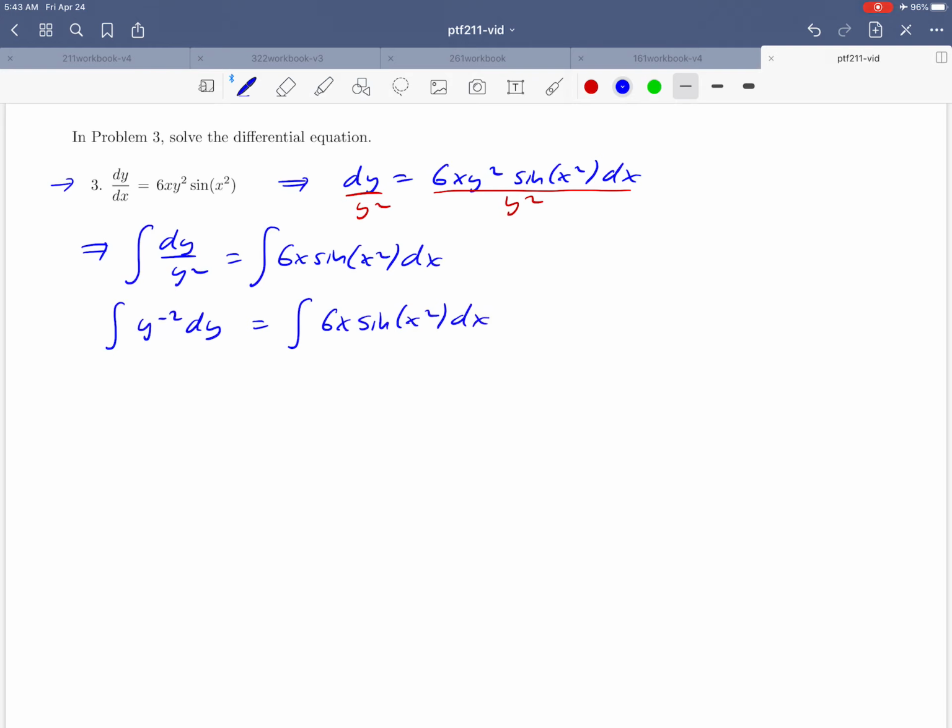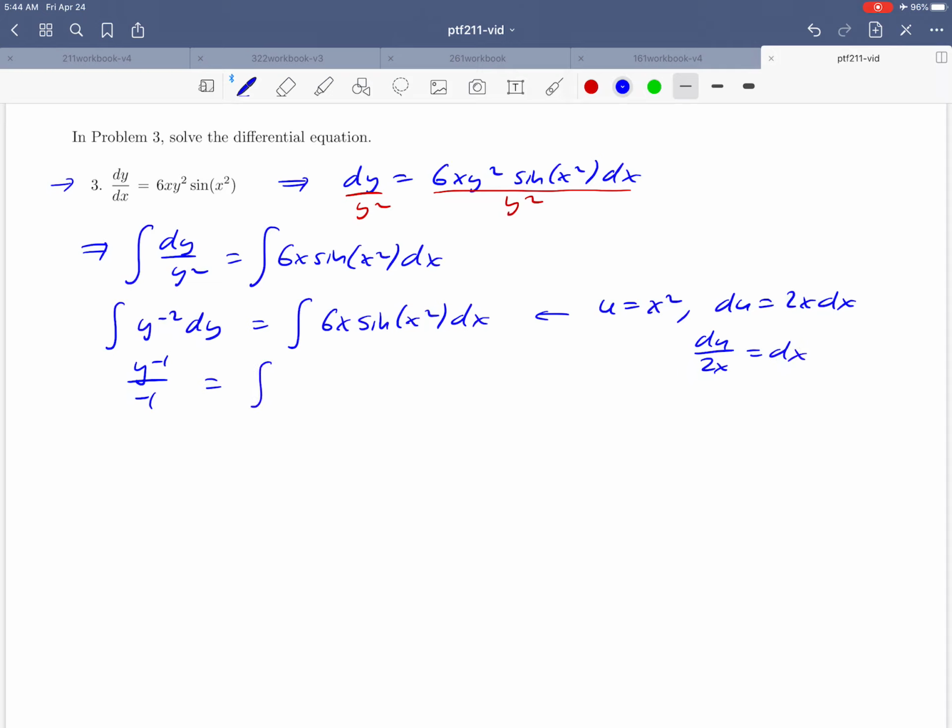Over on the left, y to the negative 2, we can find an antiderivative for that just using the power rule. That's going to give us y to the negative 1 over negative 1. And what about on the right-hand side? Well, you might notice there that we're kind of set up nicely to do a u-substitution. If we let u be x squared, du is 2x dx, and we can go ahead and divide over and get du over 2x equals dx.